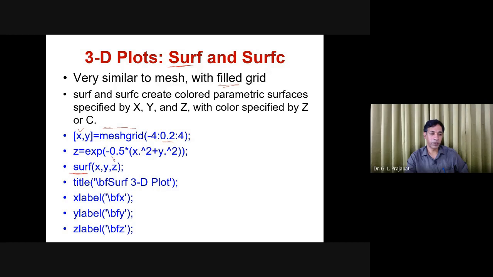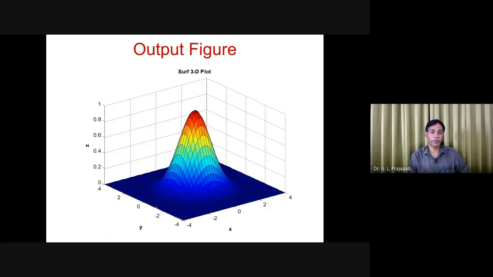Again, z will also denote the color, so accordingly you will have the filled color. Otherwise, you can specify it also, there is no issue. If you are not specifying, then z will denote the color. And again, the title in boldface, you are writing surf 3D. X label is x, y label is y, z label is z. And then you go and see the output.